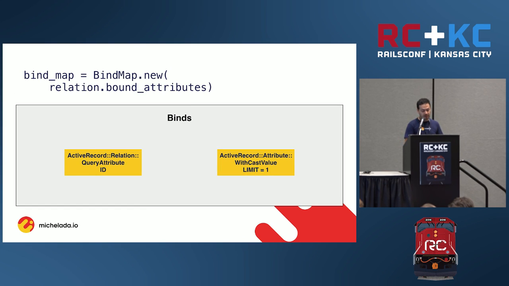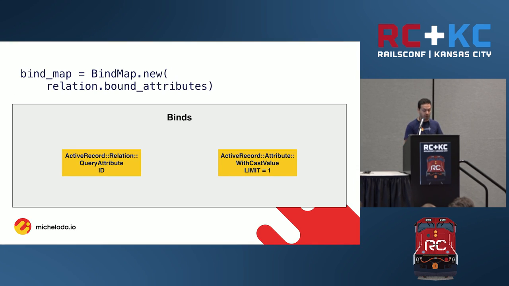The next part the create method is doing is creating a bind map. The bind map is basically setting up the params that we are going to pass to the query. The first one on the right is the value for the limit clause, because we are doing dot find and we are actually asking for just one record. And the one on the left is the definition for the attribute.